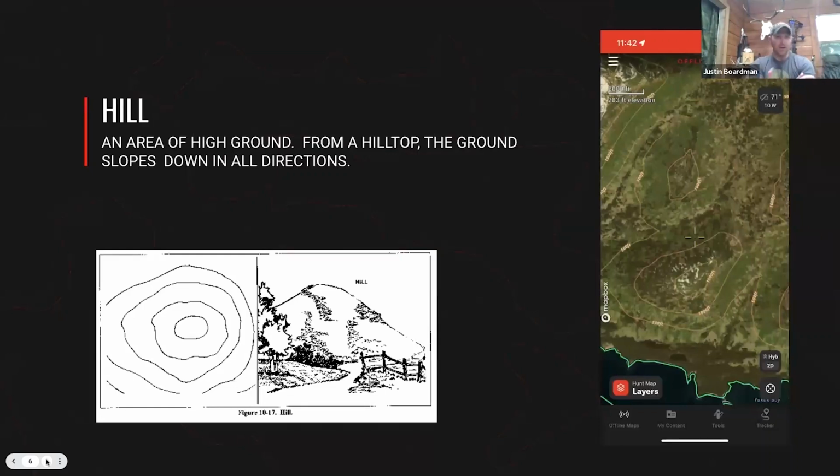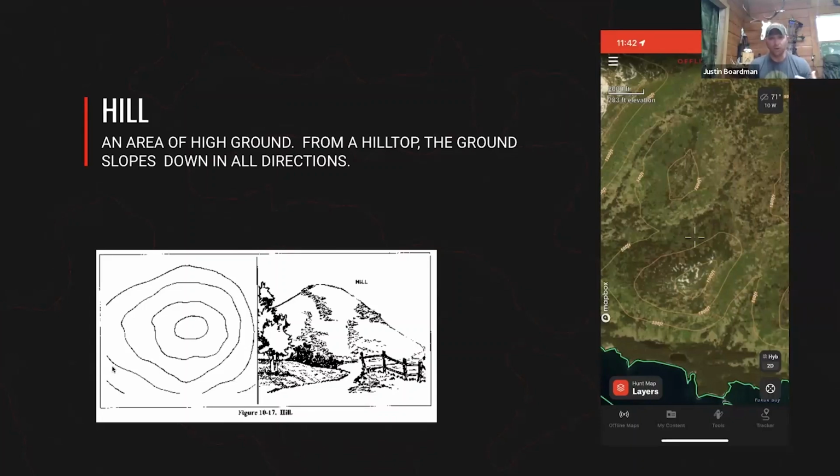Those lines, when they form a circle, as you can see in the screenshot and in the illustration there, will start usually with a smaller circle, and then they'll broaden their way out. As they broaden their way out, it'll kind of determine what your slope's going to look like as well. So before we get too deep into it, the tighter the contour lines, the steeper it's going to be. The wider the contour lines, the less steep it's going to be.